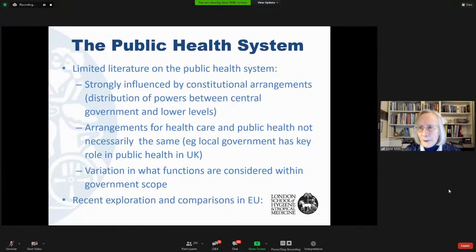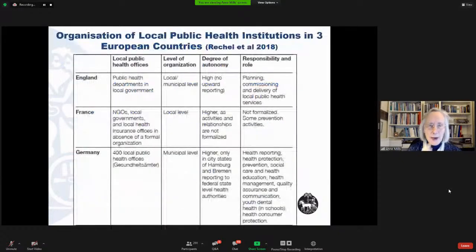And just to give you a feel of what I'm thinking about, there's been some recent exploration and comparisons in the European Union. And this is taken from a book on the organisation of public health in European countries. And I think it's quite interesting to look at this with an eye to the COVID response. So in England, post a reform some years ago, we have public health moved from the National Health Service to local government. And local government has responsibility for planning, commissioning, and delivering local public health services.